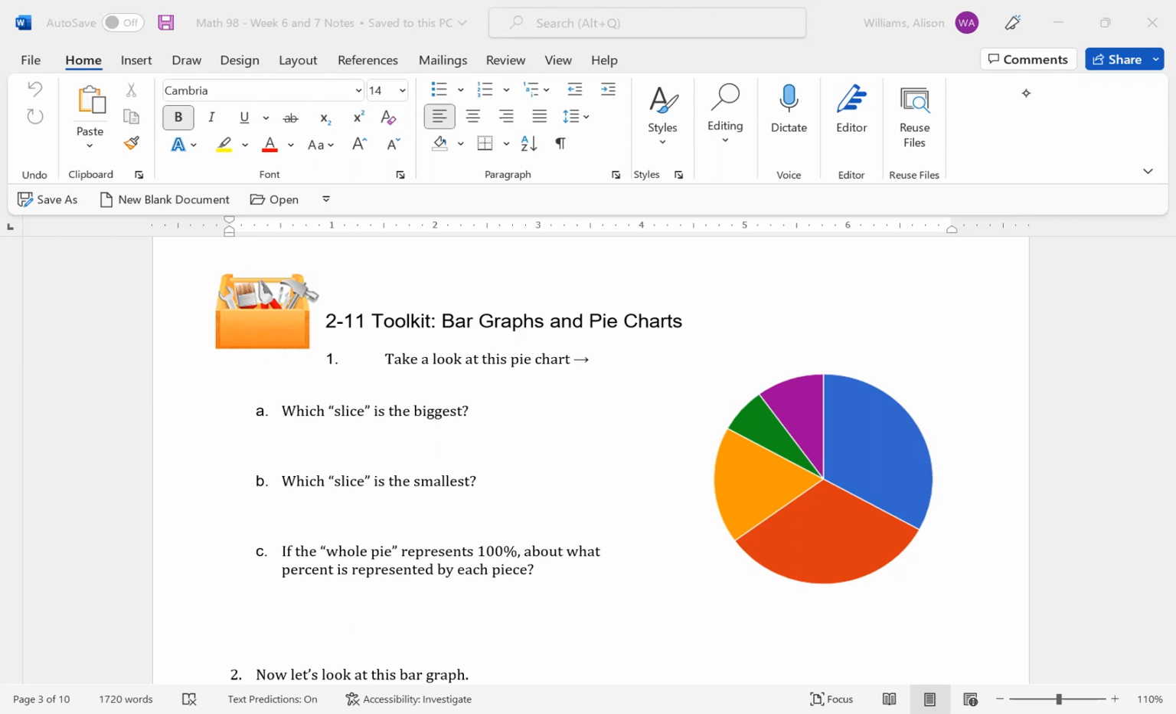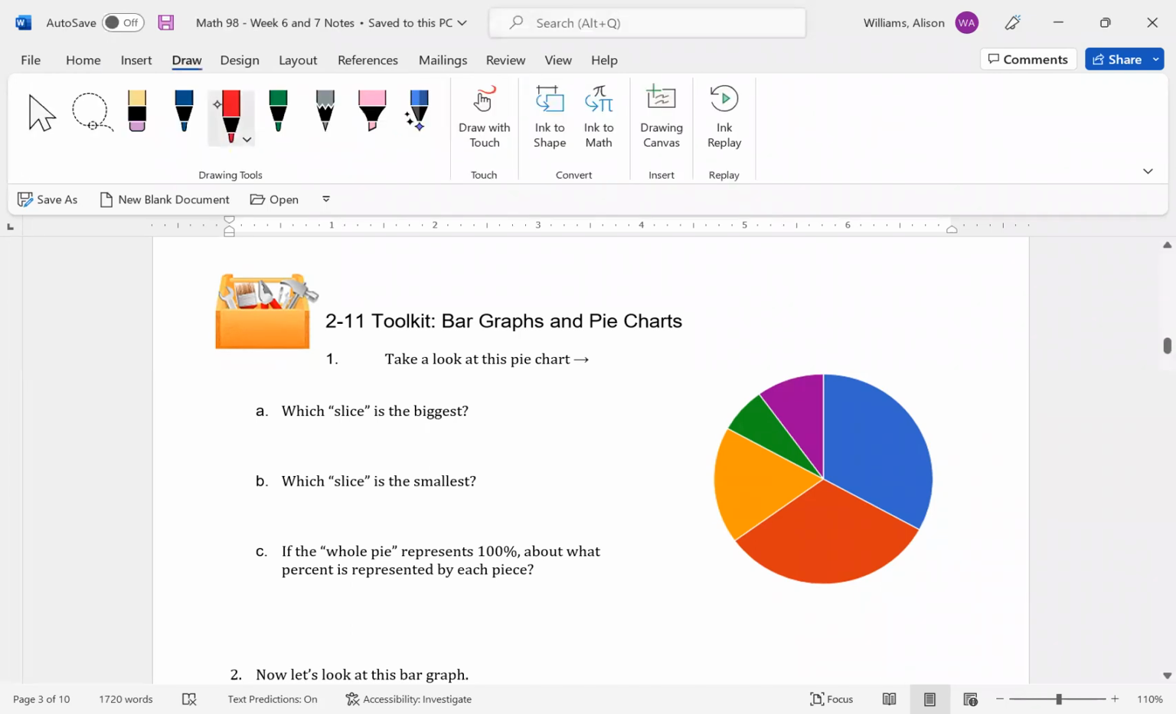Let's look at this pie chart here. They ask, which slice is the biggest? I had such a hard time telling the difference between the red slice and the blue slice. I printed mine out and got a ruler, and to me, they looked the same. So I'm going to say that the blue and the red are both the biggest slice.